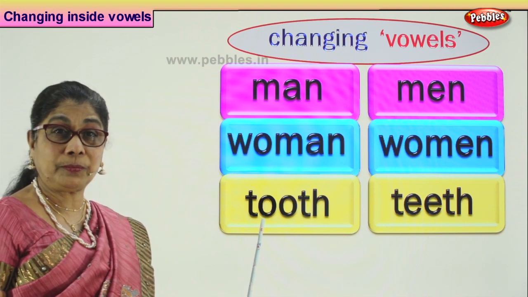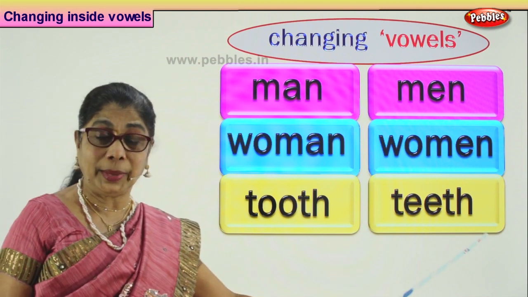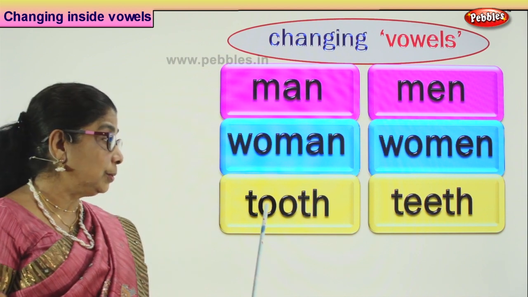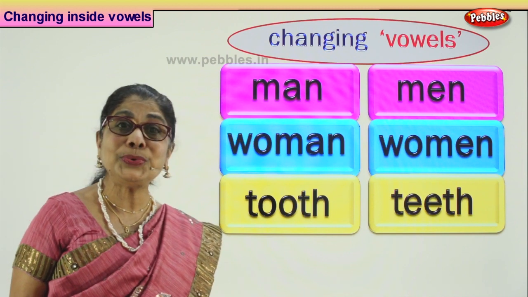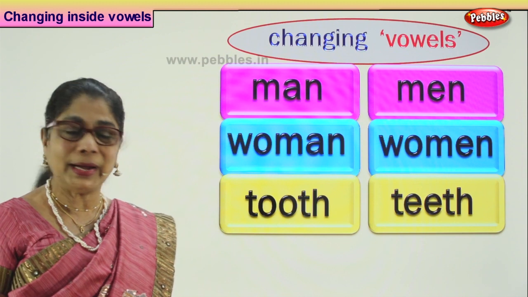One tooth is paining, or all your teeth are paining? The dentist will ask you. One tooth. Mama, one tooth fell off. Teeth. Two teeth fell off. Good. Let's look at another word.